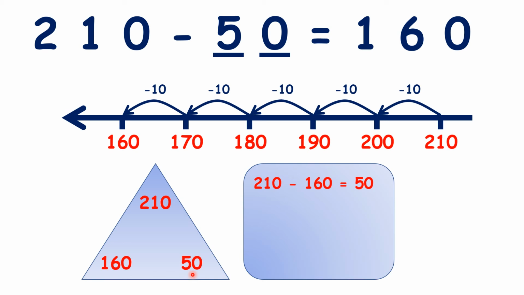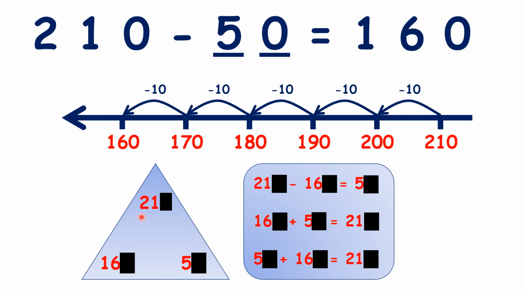And we also know that we can add our two bottom numbers to get our top number. So we know that 160 plus 50 is 210, and 50 plus 160 is 210. And we can see that because we have multiples of 10 with 210, 160 and 50, our number family facts are similar to our facts for 21, 16 and 5.